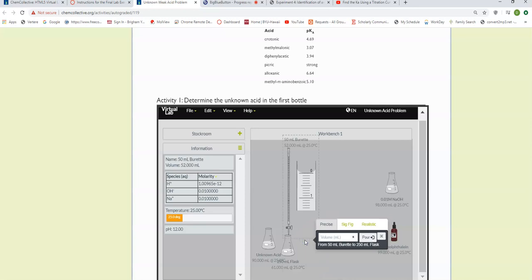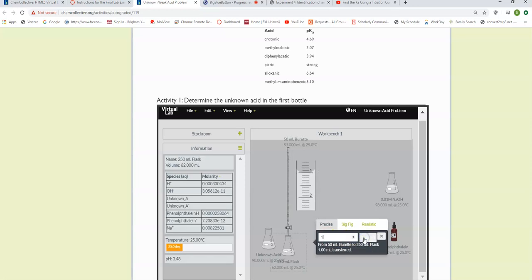Back to business. Ready? One milliliter at a time. I'm adding 3.48, 3.49, 3.5. Whoops. At 16, was it? We were at, oh no, we haven't got there yet. Not yet, okay. 3.94.